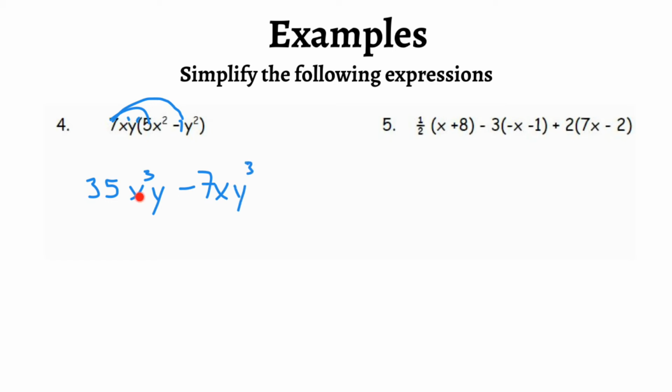And notice how these two are completely different variables with exponents. Here we have x cubed y, and here we have x y cubed. So since they're not identical, we cannot combine the 35 and the 7. We just leave them as is. So we distribute, multiply the coefficients, and add the exponents.